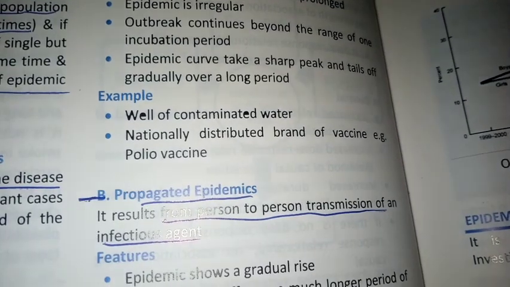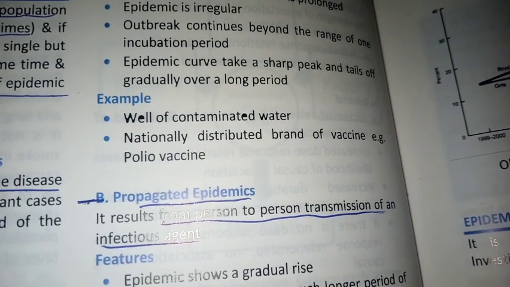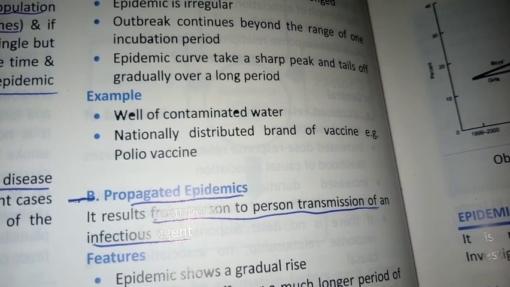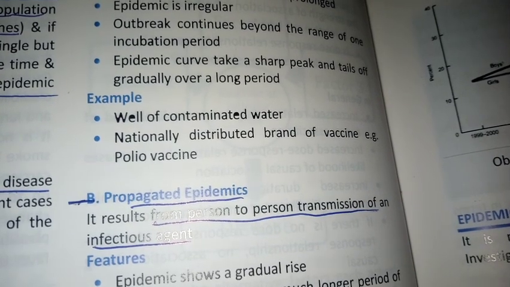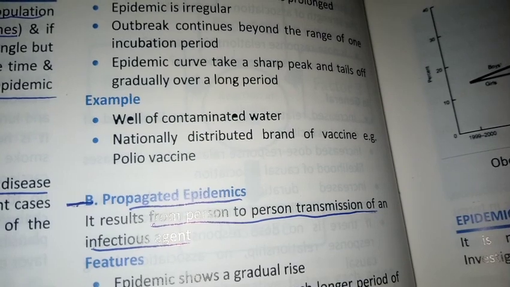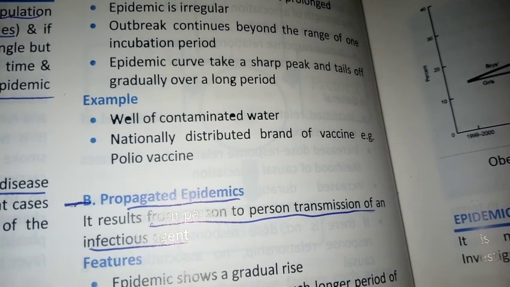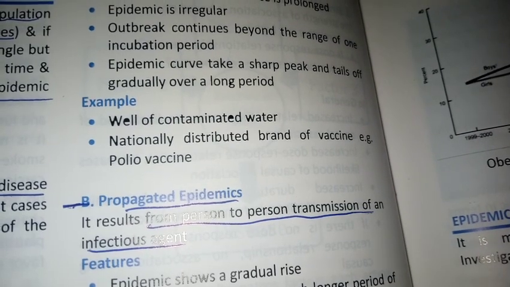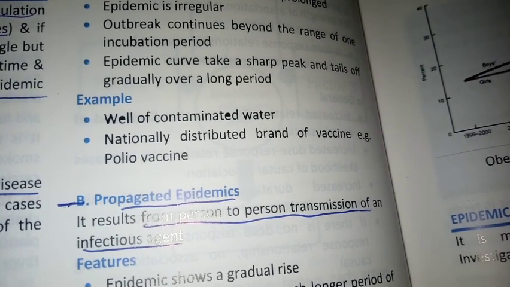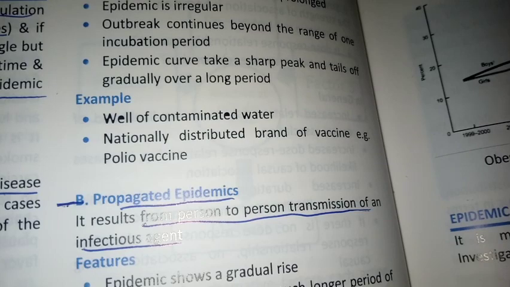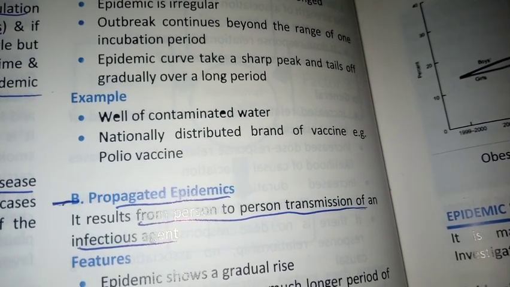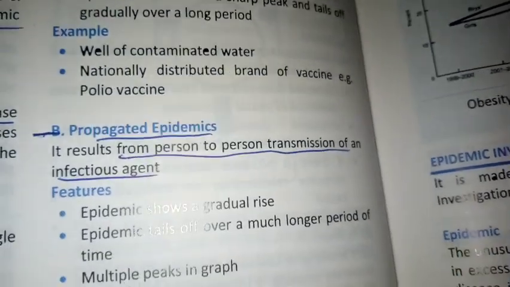Epidemic curves take a sharp peak and tail off gradually over a long period. It means its peak is sharp, it will reach toward the peak as early as possible and then tails off gradually and slowly over a long period of time. Examples are a well of contaminated water and a nationally distributed brand of vaccine, for example polio vaccine.